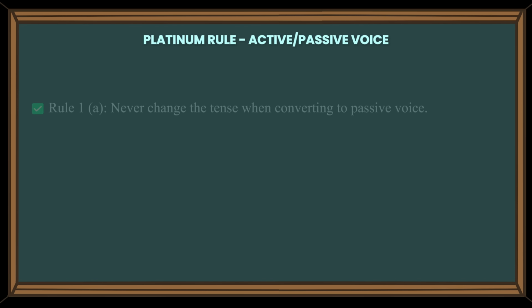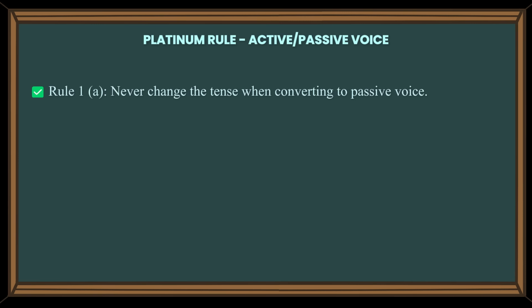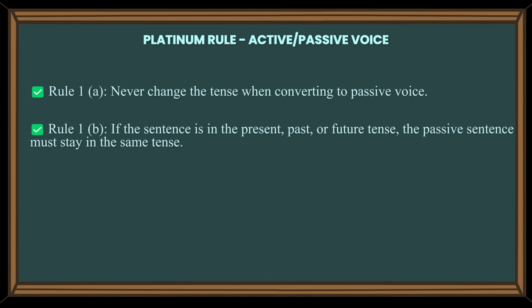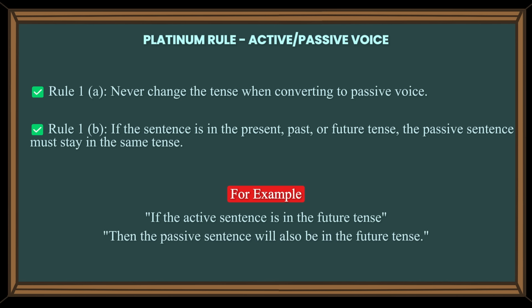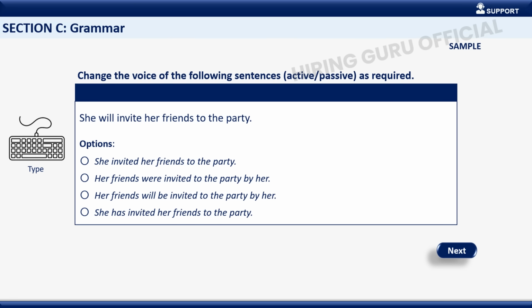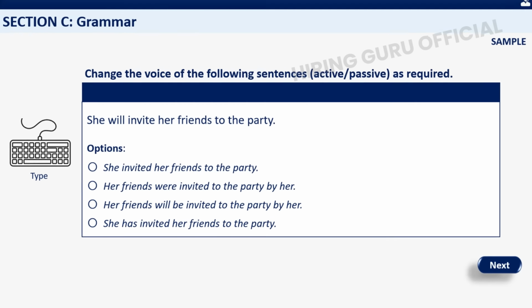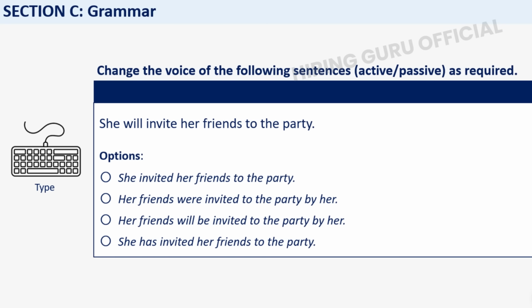Now let's talk about a few important rules that we must follow when changing a sentence from active voice to passive voice. Rule number 1, we never change the tense of the sentence. So if the sentence is in the present, past, or future tense, the passive sentence must also be in the same tense. For example, if the active sentence is in the future tense, then the passive sentence will also be in the future tense. So here you can see a sample on your screen. She will invite her friends to the party.